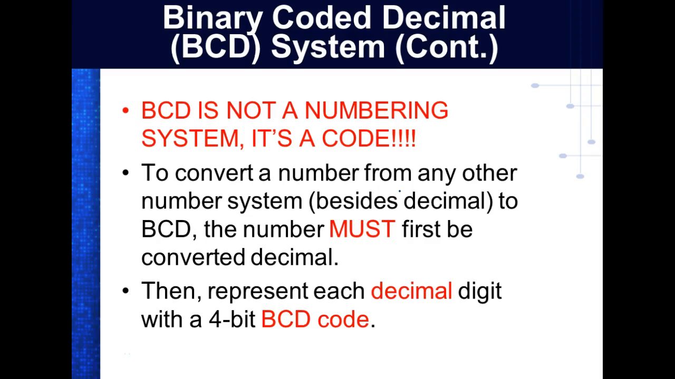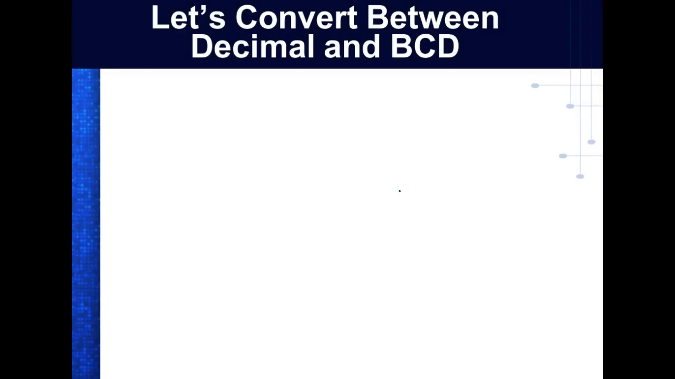BCD is not a numbering system, it's a code. To convert a number from any numbering system besides decimal to BCD, the number must first be converted to decimal. Then represent each decimal digit with a 4-bit BCD code. Everybody okay? So decimal to binary, we okay there? Anybody got any problem there? Yes or no?